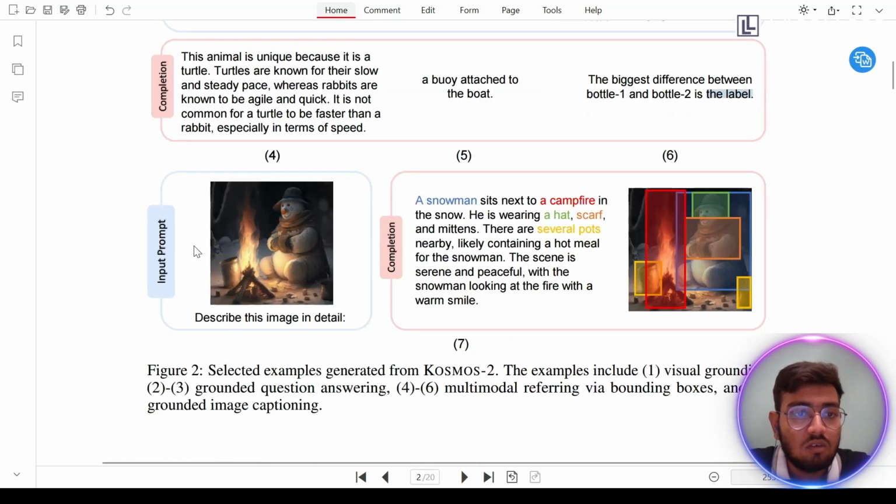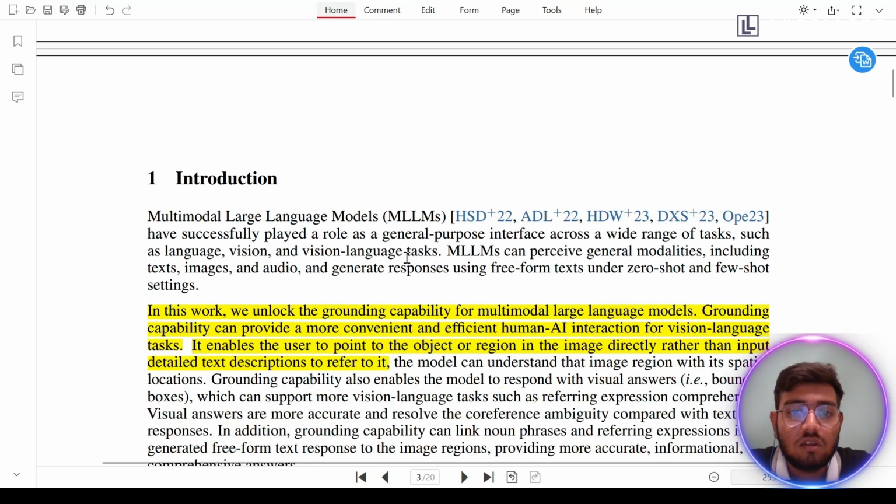If the input is describe the image, it will provide us with a description of the image and also the objects it is talking about. Here you can see the objects it is talking about are marked in colors respective to the objects in the picture. So let's see more about Cosmos 2.